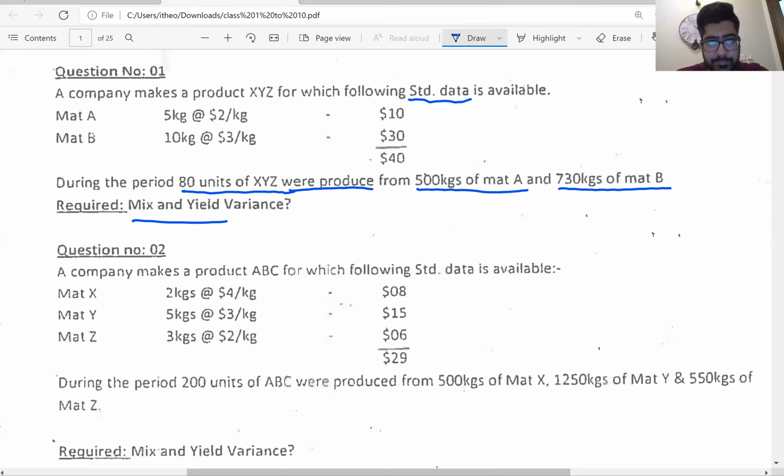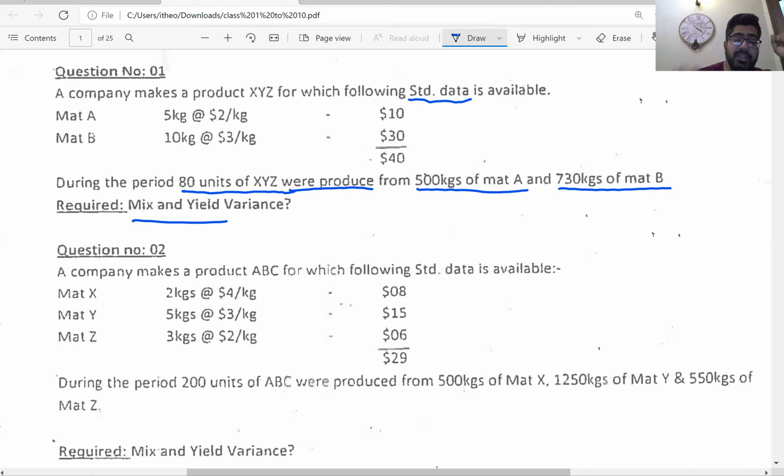Now, a company makes a product XYZ for which the following standard data is available. Look at the standard data: material A, material B. Material A: 5 kgs at 2 per kg as per standard data, it's 10. Material B: 10 kgs at 3 per kg, 30. During the period, 80 units of XYZ were produced from 500 kgs A, 730 kgs B. Requirement is mix and yield.